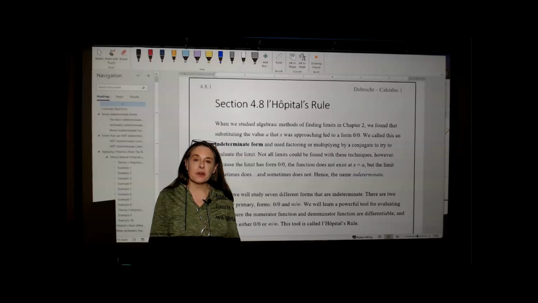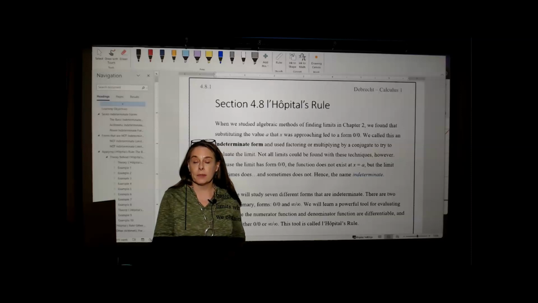In this section, we're going to discuss L'Hopital's rule. You may recall in the past when we were taking a limit and we substituted the value of a into the function, we sometimes got what we called an indeterminate form of 0 divided by 0. Because we got 0 divided by 0, we know the function does not exist at the point a, but it is still possible that the limit exists.